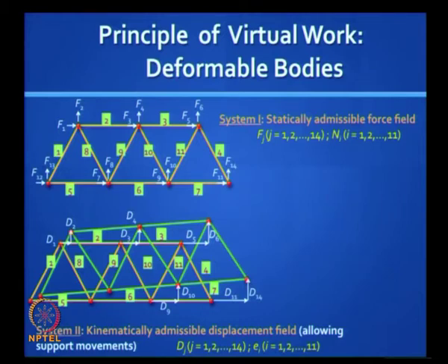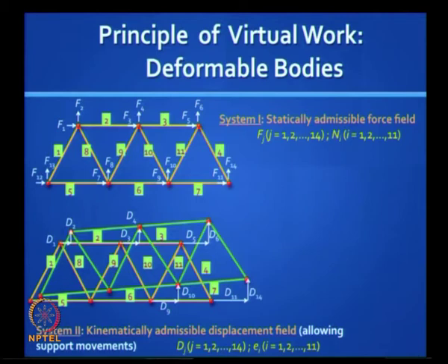and the other system where we look only at the displacements as system 2, where we have a kinematically admissible displacement field. So in this field we look at the dj's. In this particular example you have 14 values of dj and you have 11 values of ei because there are 11 members and they are all interrelated, bound together by compatibility. The compatibility ensures that the whole truss is held together. You do not have any separation of any joint from any member at any location.